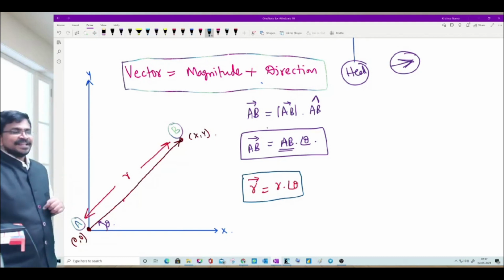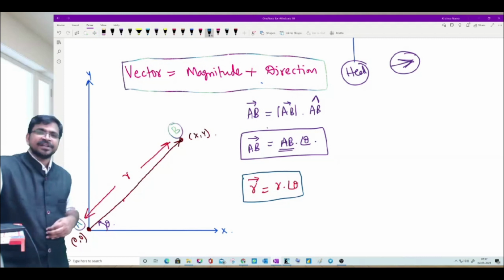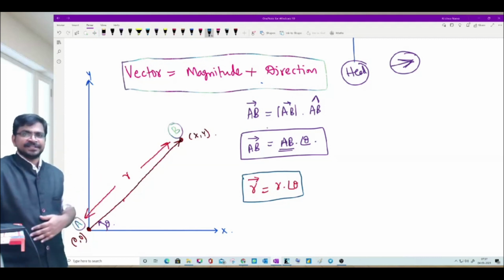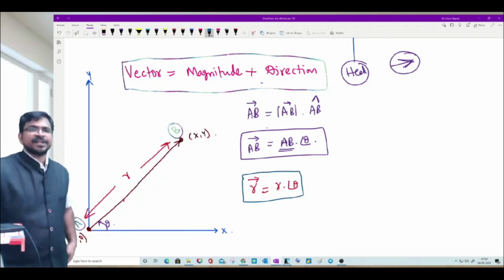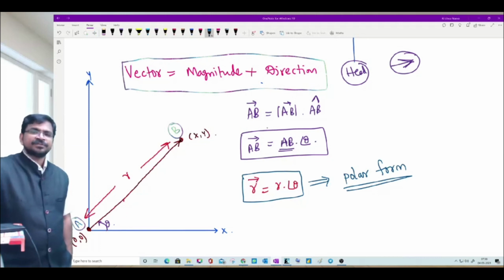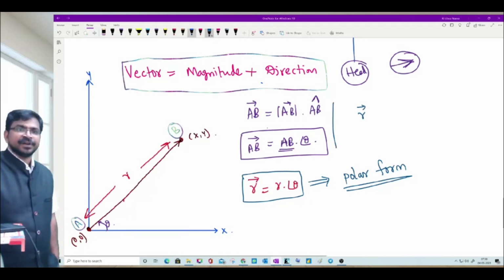But here there is one simple idea to name it in a different way. There is a theta. What is meant by theta? Theta is the pole, we can say polar method or polar form. So this representation is called polar form. Polar form means magnitude and direction. Suppose I represent a vector r in a different way, r is x in the i direction plus y in the j direction.